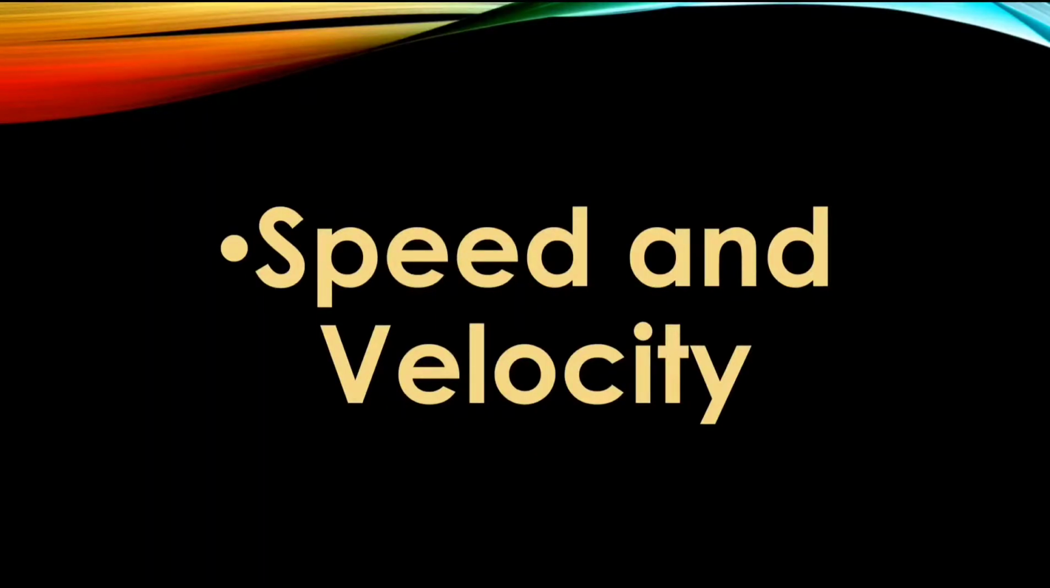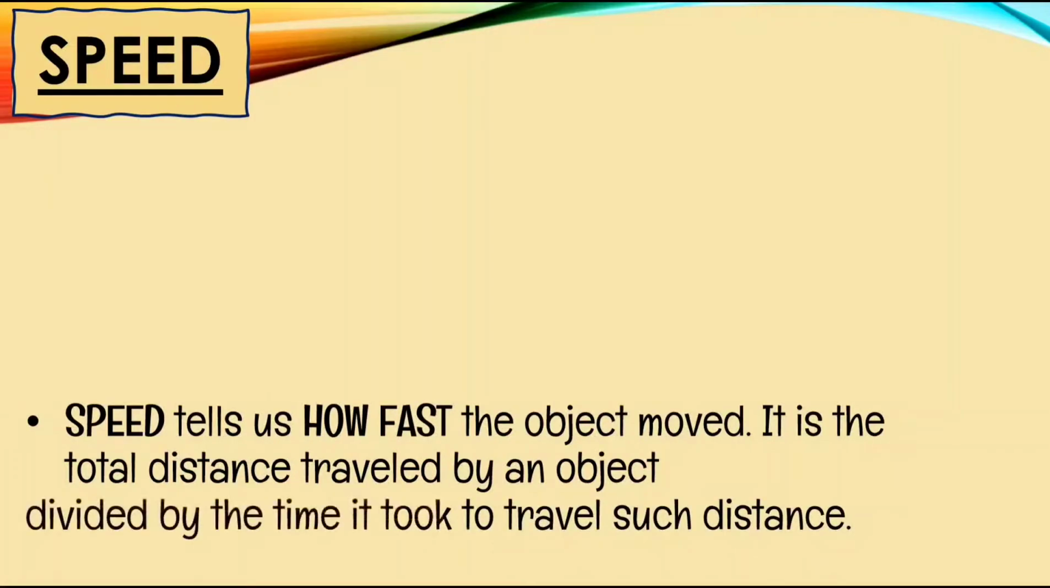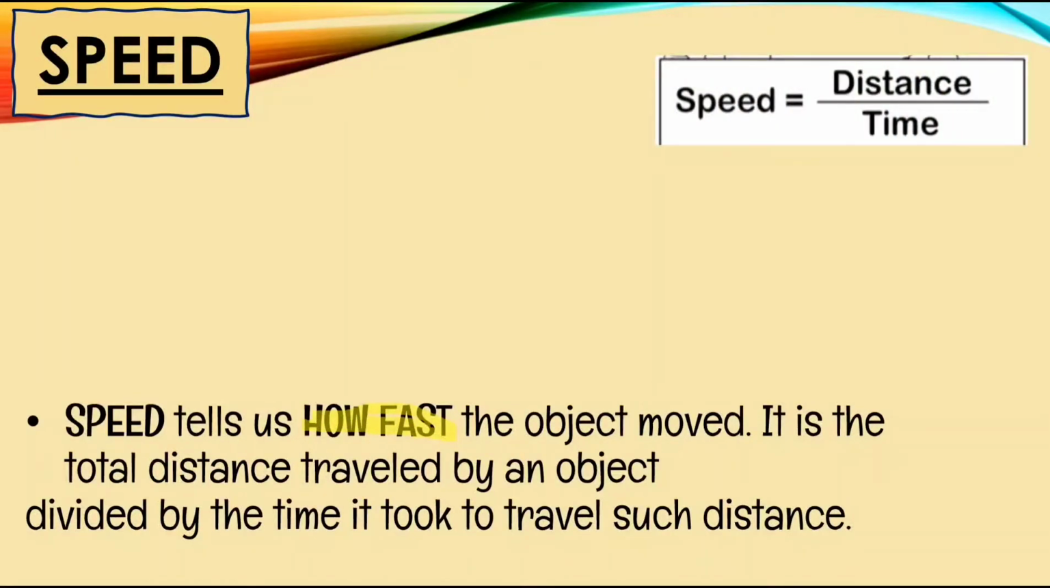Speed is a scalar quantity. It tells how fast an object moves. It is equal to the distance traveled by an object divided by time. Sa Tagalog, ang speed ay sumusukat sa kung gaano kabilis ang motion o paggalaw ng isang moving object. The formula for speed is distance divided by time, or in symbol, speed equals d over t.